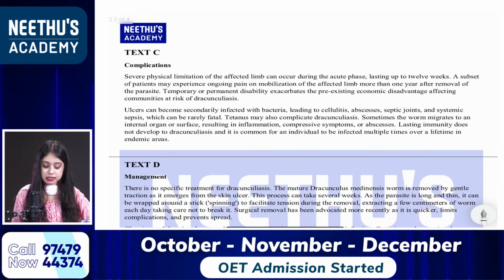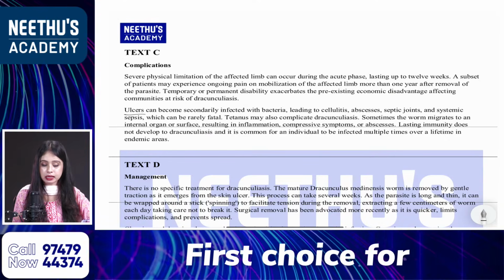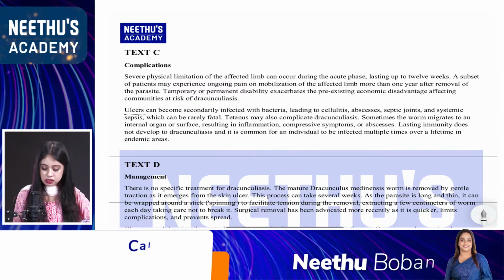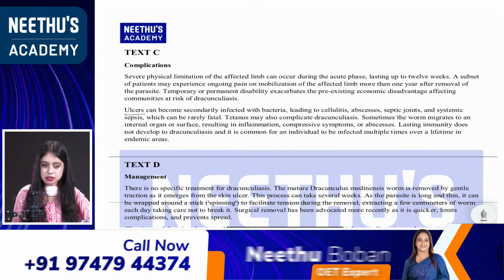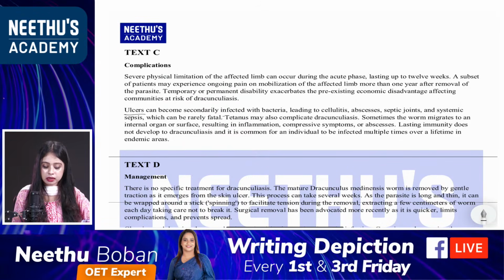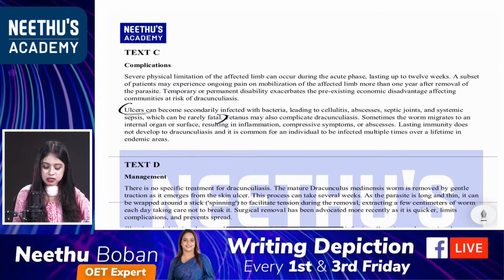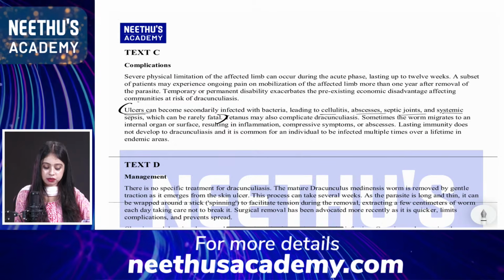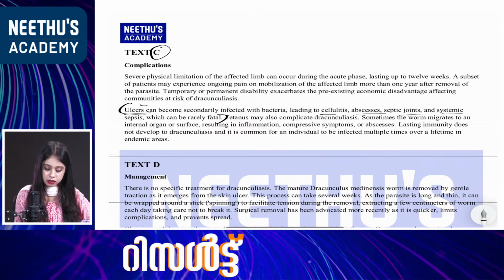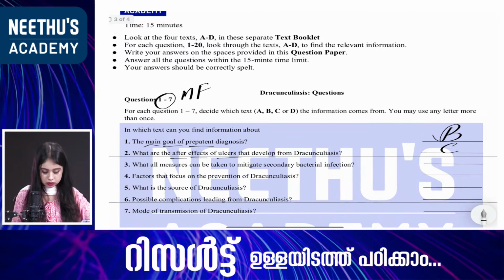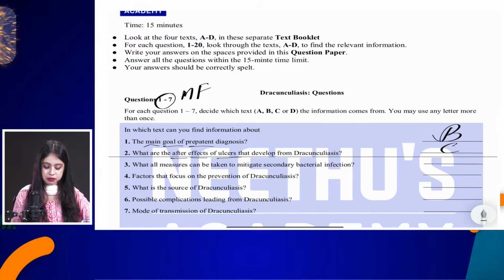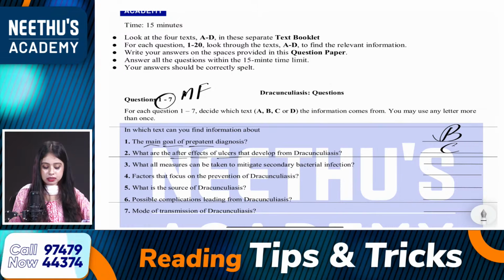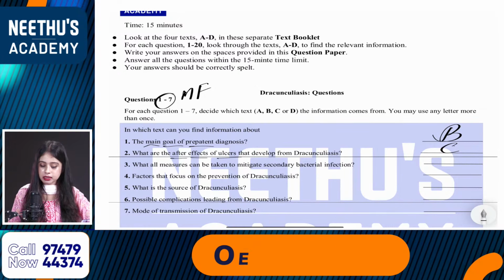And where is it mentioned in text C? See, ulcers can become secondarily infected with bacteria leading to cellulitis, abscesses, septic joints and systemic sepsis, which can be rarely fatal. So what are the after effects? All of these are after effects, which it can lead to. Okay, so the after effects of ulcers. So the answer is mentioned in C. Okay Shilpa, Kitty, very good dear. Yes. Okay, third one: what all measures can be taken to mitigate secondary bacterial infection?